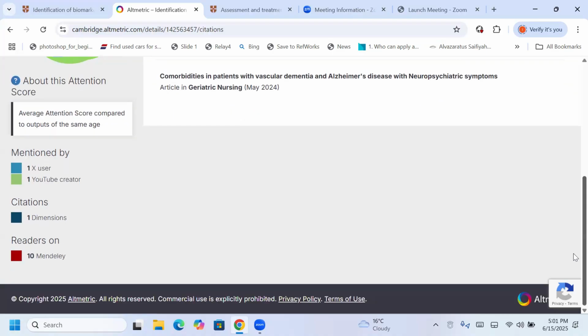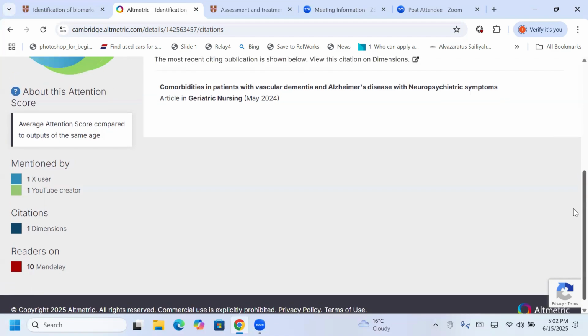The other thing which is interesting here is readers on Mendeley. Now Mendeley is another portal for citations, for article search, and to keep a record of the articles you've read. So it's a very useful tool for researchers. Now, altmetric shows number of readers on Mendeley who have accessed this article, which you don't get from other portals like Google Scholar or ResearchGate or ORCID.